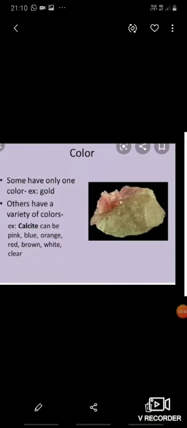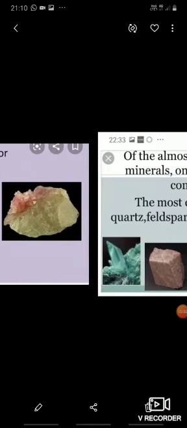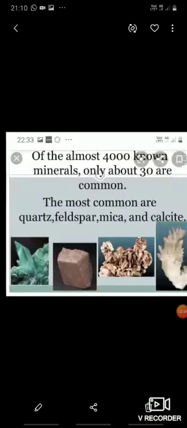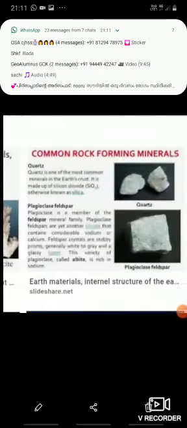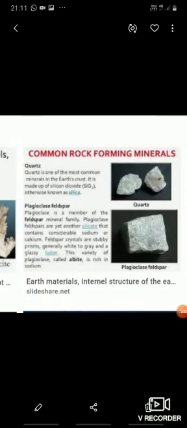Color is one of the most important factors while we are discussing the physical properties of a mineral. As I have told, out of the roughly 4000 minerals, only 30 are very common. The most common minerals are quartz, feldspar, mica and calcite, which are abundantly present in all the rocks on our earth. Common rock forming minerals are quartz, feldspar and mica. Quartz is the most abundant mineral in the earth crust. It is made up of silicon dioxide, SiO2, also called silica.